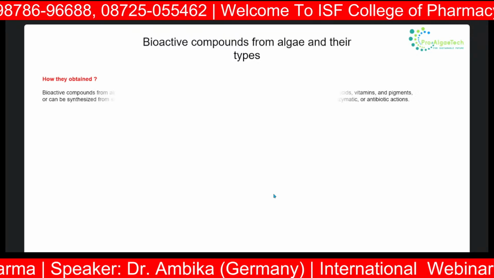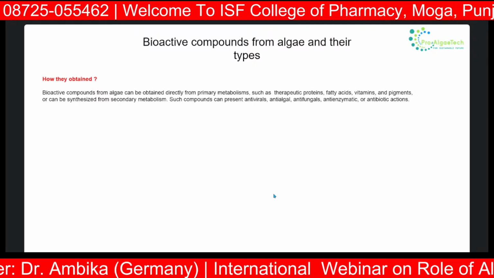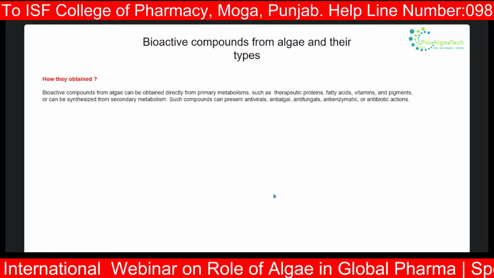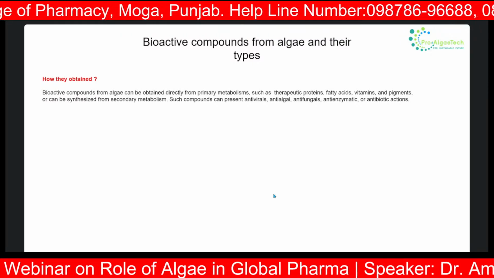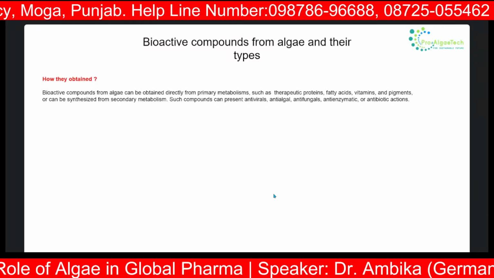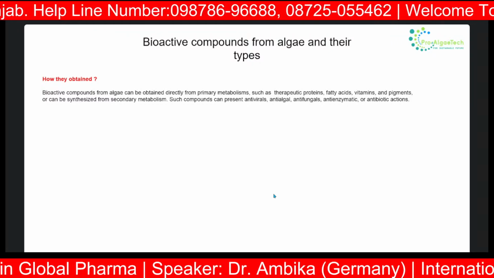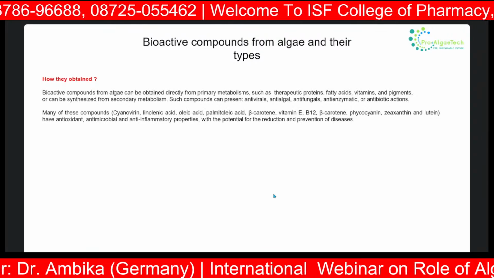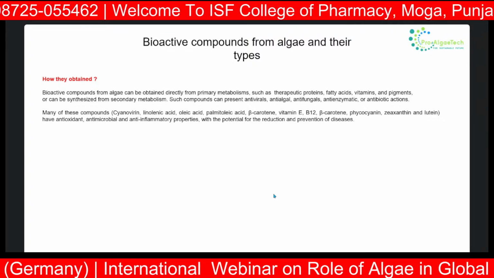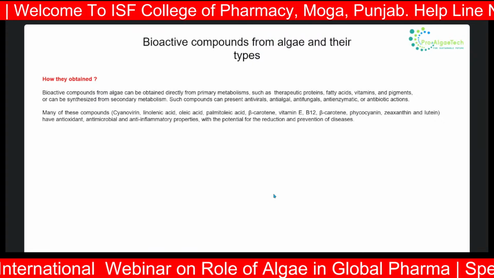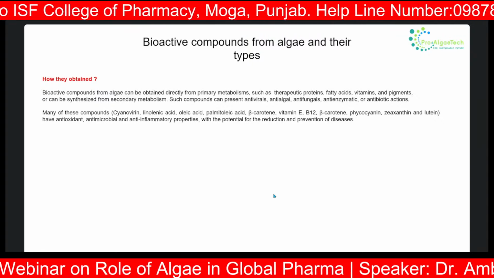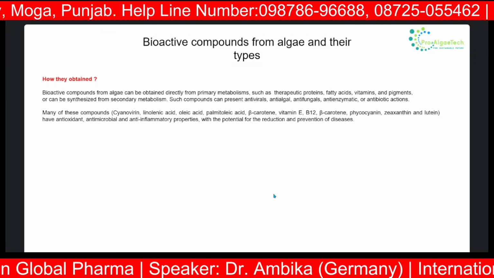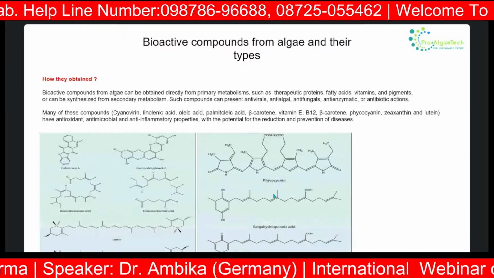So, how are they obtained? Bioactive compounds from algae can be obtained directly from primary metabolism, such as therapeutic proteins, fatty acids, vitamins, and pigments, or can also be synthesized from secondary metabolism, where compounds can present antiviral, anti-algal, antifungal, anti-enzymatic, and antibiotic actions. Many of these compounds, for example cyanovirin, linolenic acid, oleic acid, palmitoleic acid, beta carotene, vitamin E, B12, phycocyanin, zeaxanthin, and lutein, have antioxidant, antimicrobial, and anti-inflammatory properties with the potential for the reduction and prevention of diseases. These are examples of these bioactive compounds.